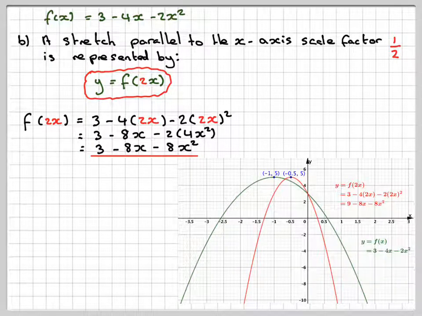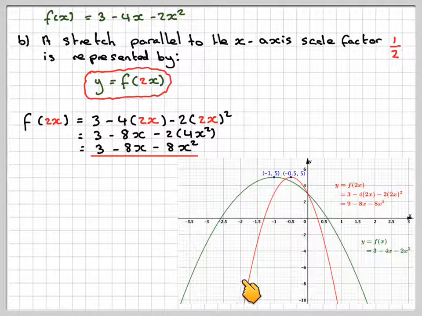Now, if we look at the graph of this, so again, here we have the graph of y is equal to f of x, which is 3 minus 4x minus 2x squared. And the red one here is the stretch parallel to the x-axis scale factor 1/2. Now, you'll see that the y-coordinates stay the same at 5 for the maximum point, but the x-coordinate here is minus 1, and then on the image it will become half of that, which is minus 0.5. And the same for every other coordinate on the graph.